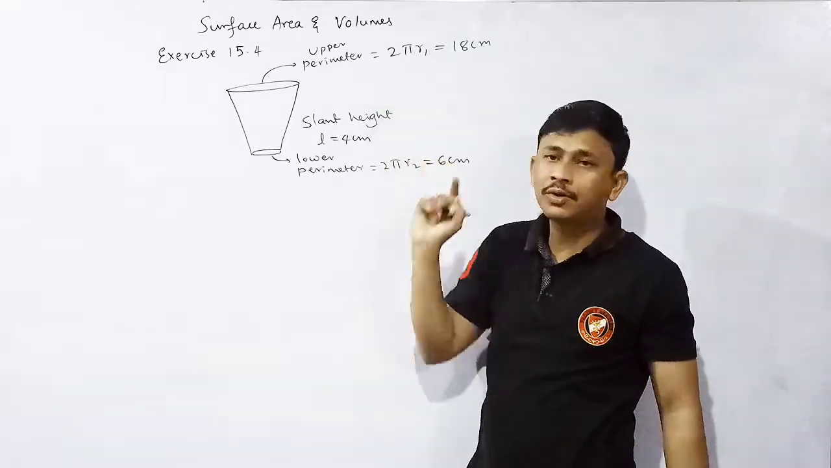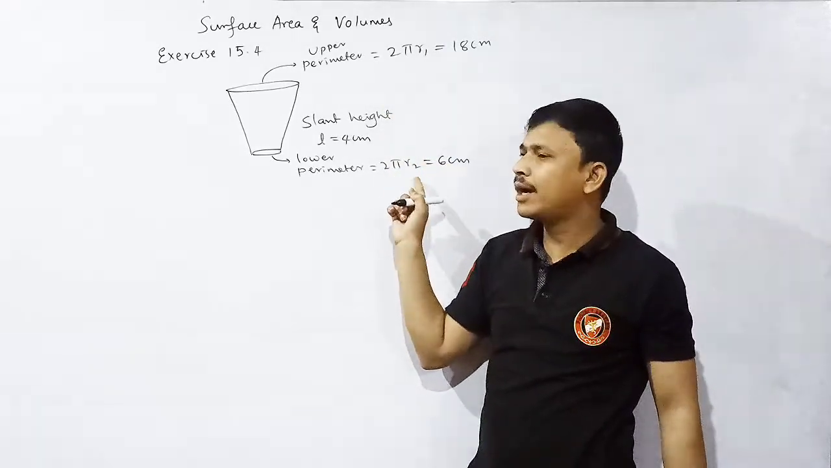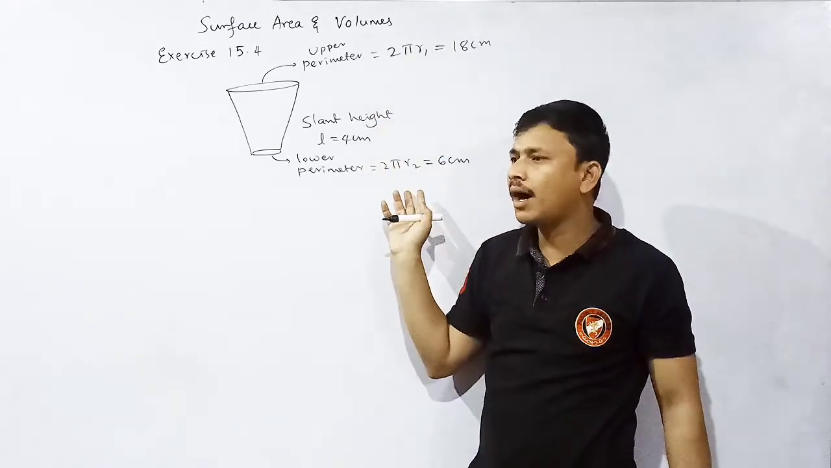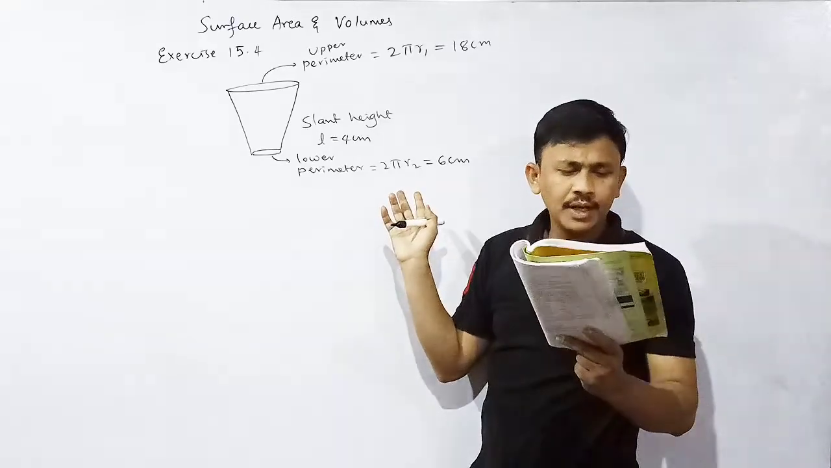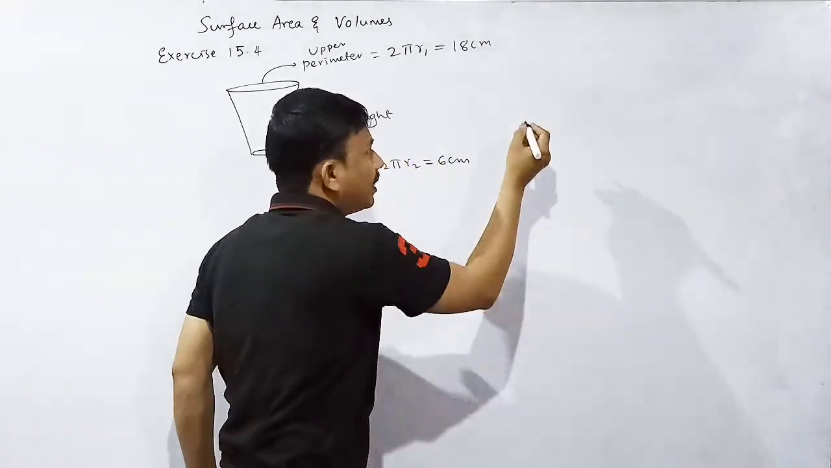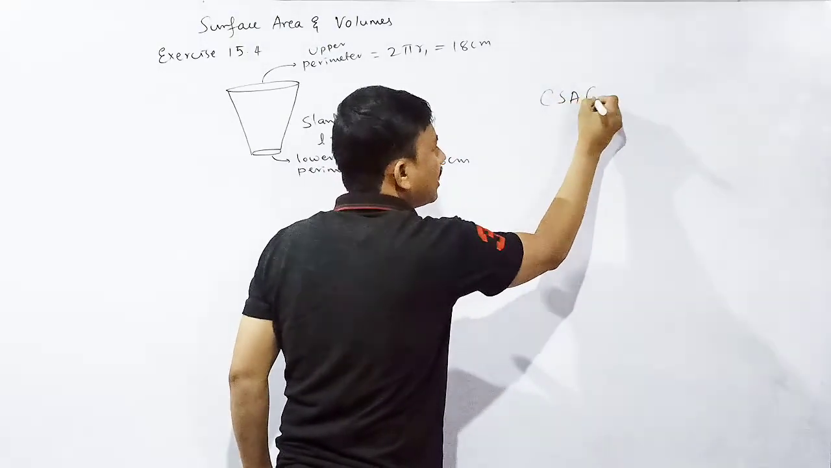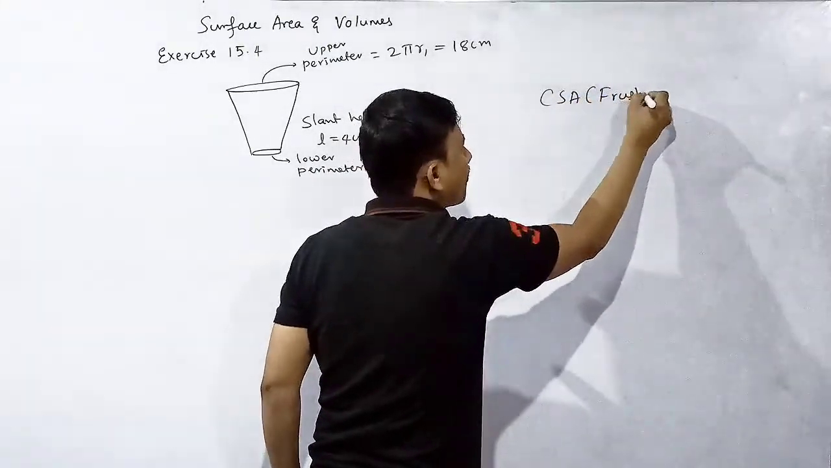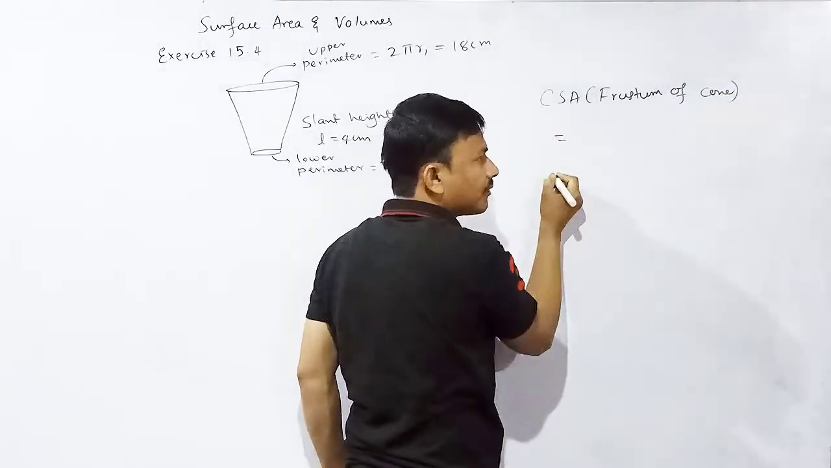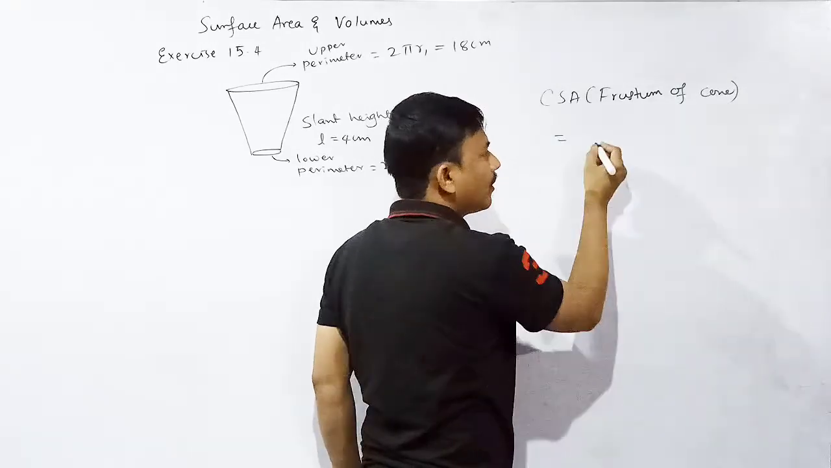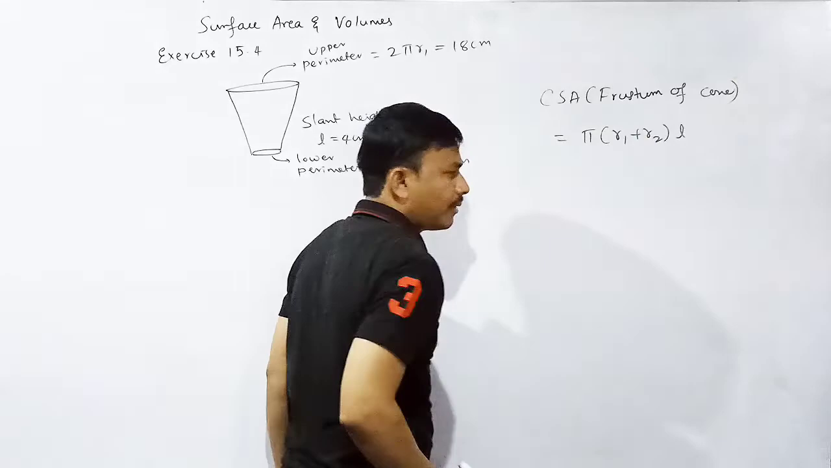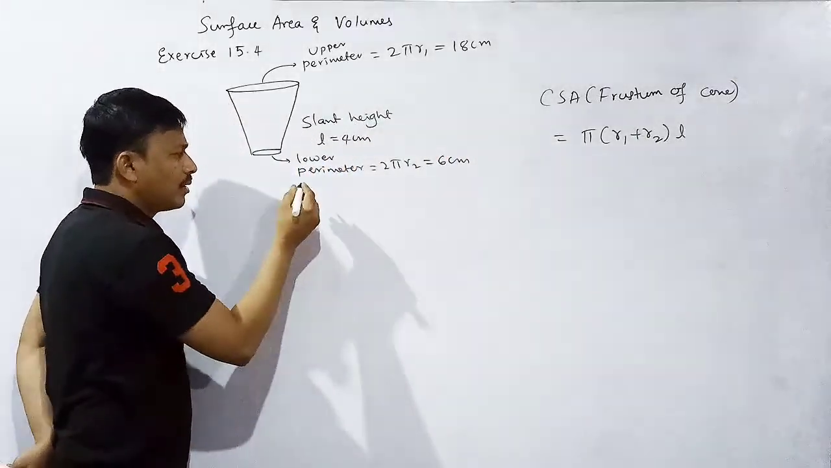2 pi R1 is equal to 18 centimeter. 2 pi R2 is equal to 6 centimeter. First of all, we need to find out R1 and R2. Correct? We need to find out the curved surface area of the frustum of a cone. What is the formula for the CSA of a frustum of a cone? Pi (R1 plus R2) into L. This is the formula.